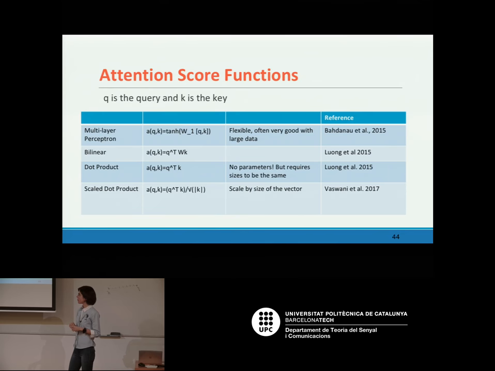Then there is a bilinear approximation, the dot product, which is not trainable, but you add some linear layers to make it trainable, and then the scaled dot product, which normalizes by the length of the vector. That's the latest approach, and it's the one I'm going to talk about later, which is called the transformer, and it's the state of the art nowadays in machine translation.